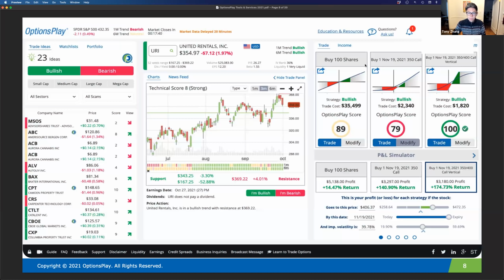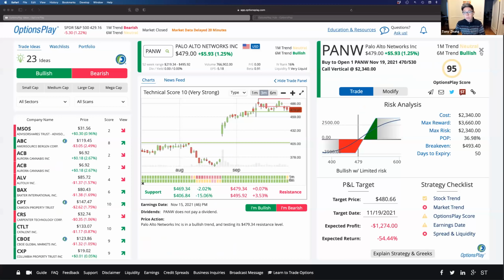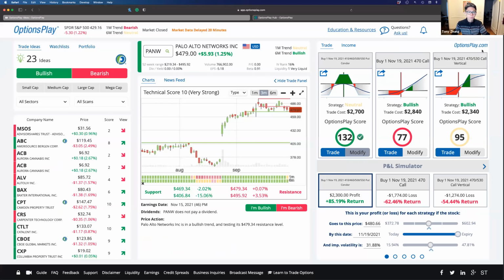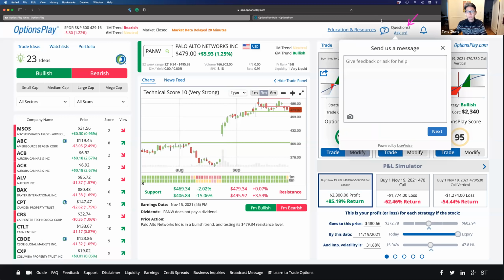And just one last thing on the platform, right? There's a lot of things on this platform. I couldn't go through everything here today, but that's why we have a few different things that are designed to help you. We have a guide, we have an FAQ, and we have a platform walkthrough in the lower left-hand corner. That's designed to guide you through the platform. But if, let's say, you don't know how to use something, you can use the questions ask us section here on the upper right-hand corner.